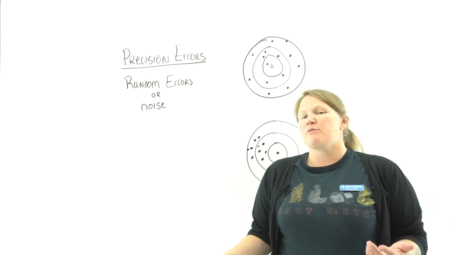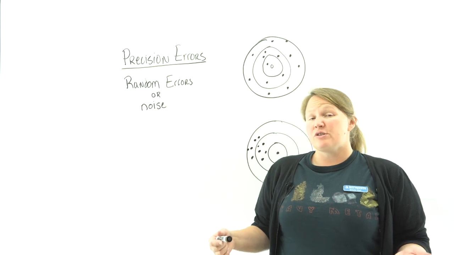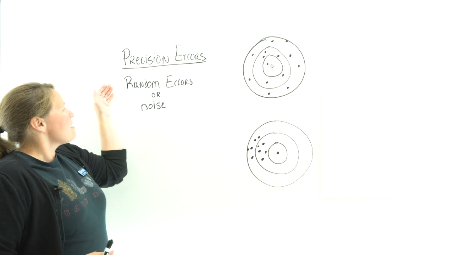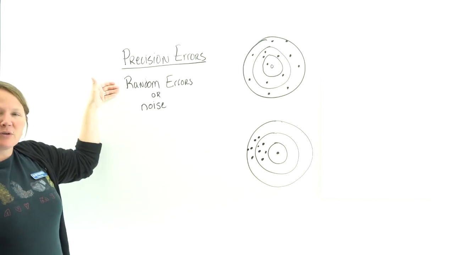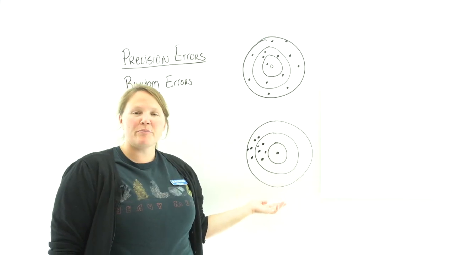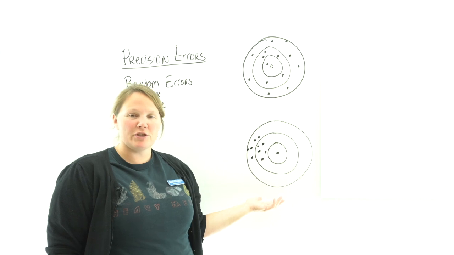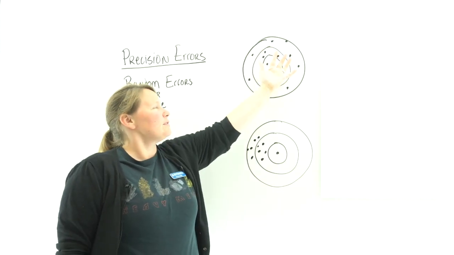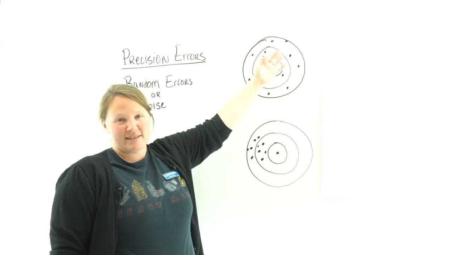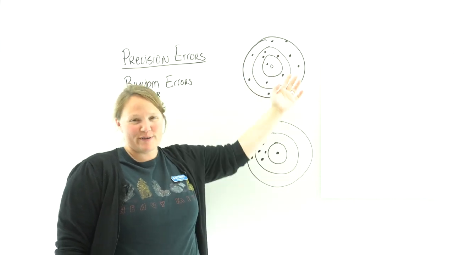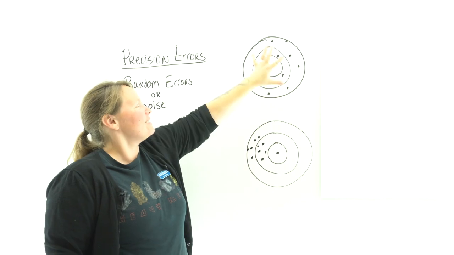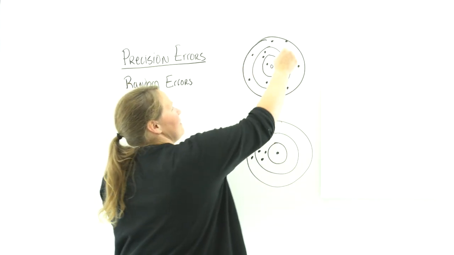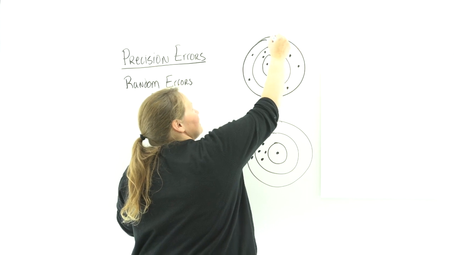Precision is really just a representation of a certain type of error. So precision error we call random errors or noise. Here you can see two representations of precision. Up here we have our shots have been made all over the target. They are very random. So this is how precise they are.